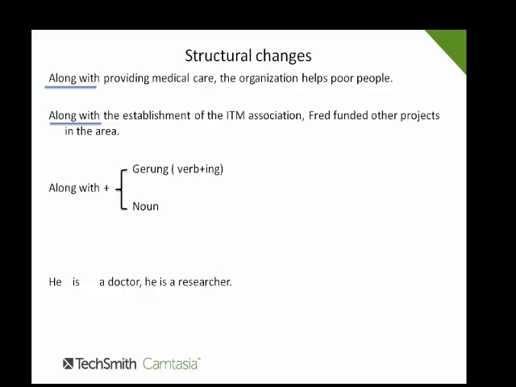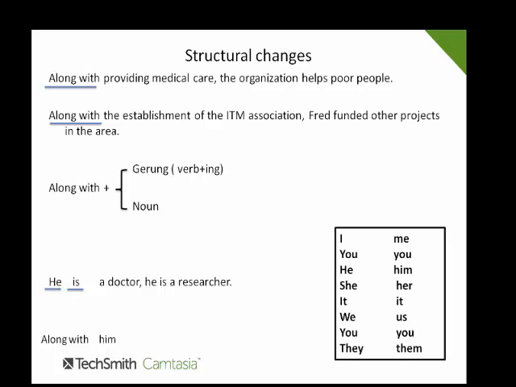So we have the example, he is a doctor, he is a researcher. So in the first clause, where is the subject? The subject is he, and the verb is the verb to be. So what we do is that we start with along with. Then we write the subject, but notice that he changes to him. So subject pronouns change to object pronouns.